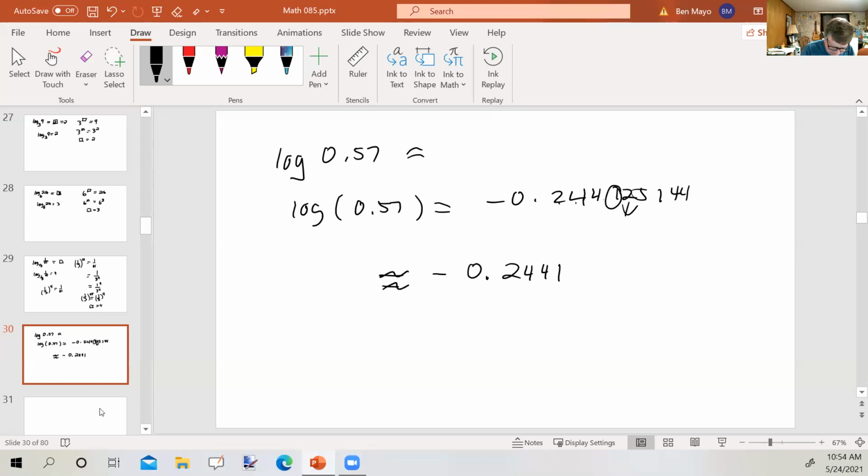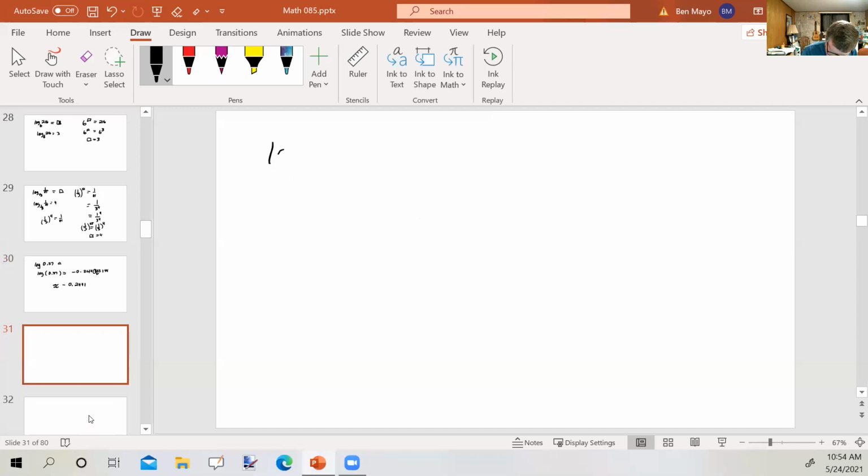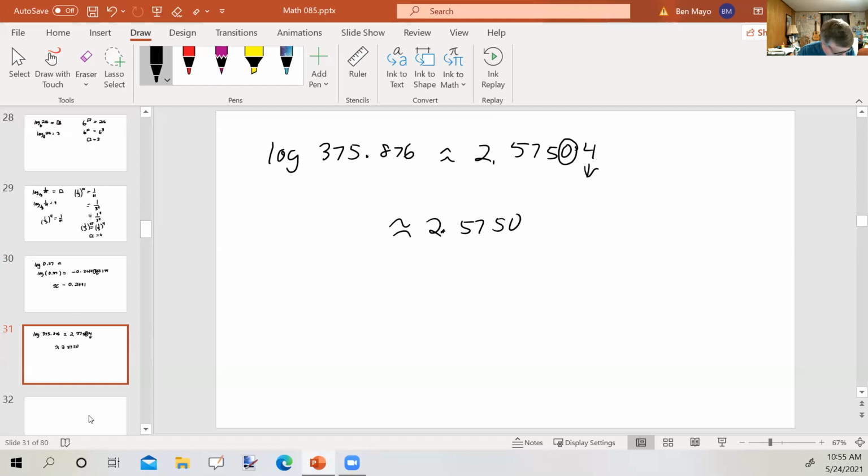Let's see here. Let's do another one. Log of 375.876. So log 375.876. Close it up. I get approximately 2.57504. It goes on, but I only need to go this far. The 4 rounds down, so 2.5750 would be the answer there.